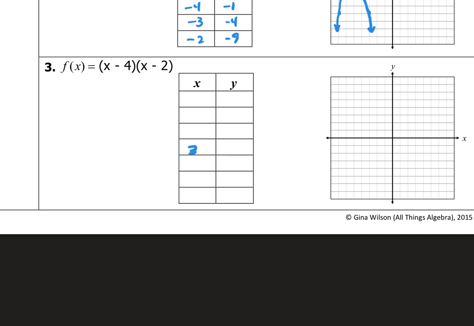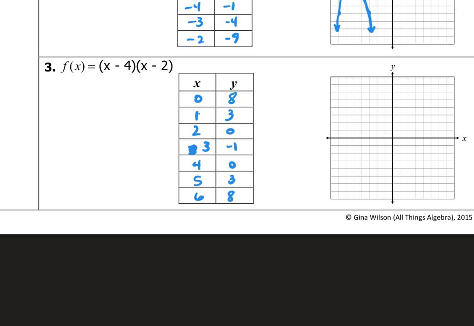Oops, this is 3. -1, 2, 0, 1, 3, 0, 8, and then 4, 0, 5, 3, and 6, 8.